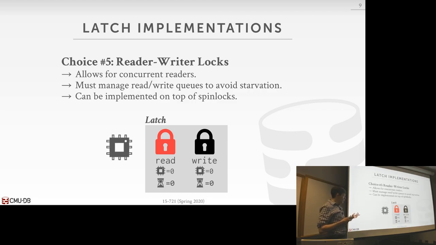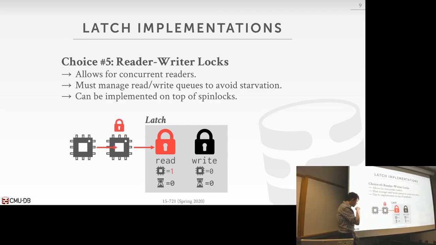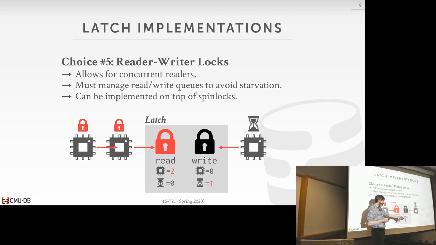Say a thread shows up and wants the read latch. The number of writer threads is zero and the number of reader threads is zero, so we're able to acquire the latch, and we just do a compare and swap to increment this counter by one. The next thread shows up, same thing, wants the read latch. A thread already holds the read latch, so this can be shared, and we allow it to acquire it as well. We just update the counter. Now a writing thread shows up and tries to acquire the write latch, but it can't because the read latch is currently held by two threads, so we queue ourselves up as waiting.